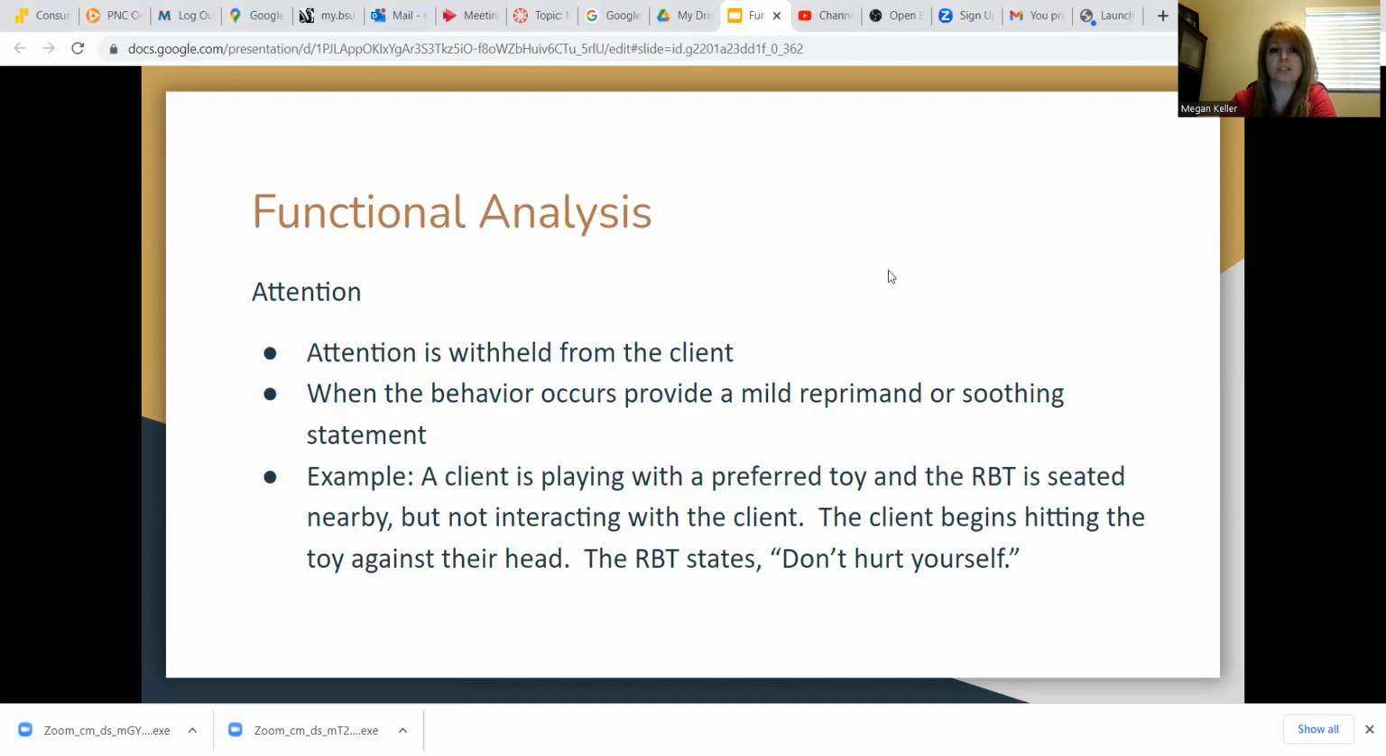The attention condition is the condition in which attention is withheld from the client. When the behavior occurs, the RBT should provide a mild reprimand or a soothing statement.